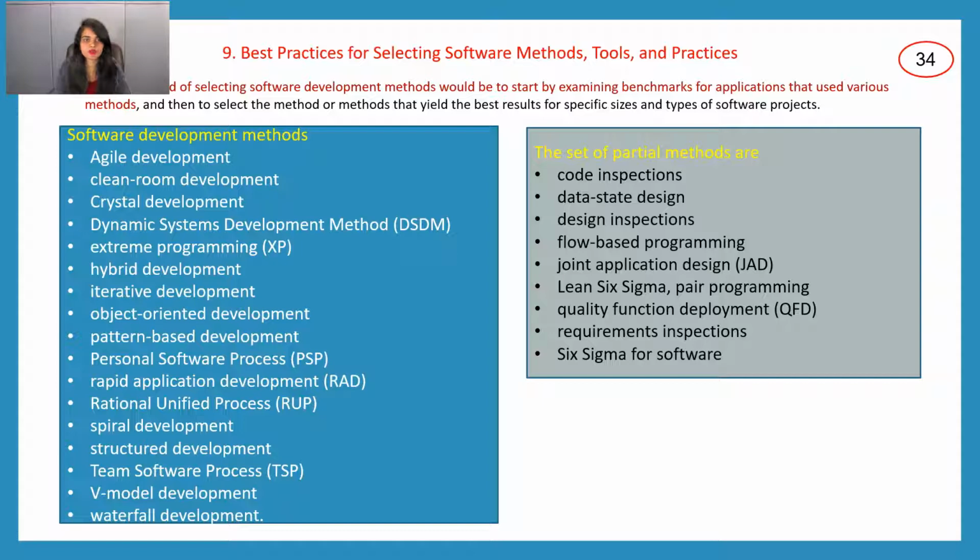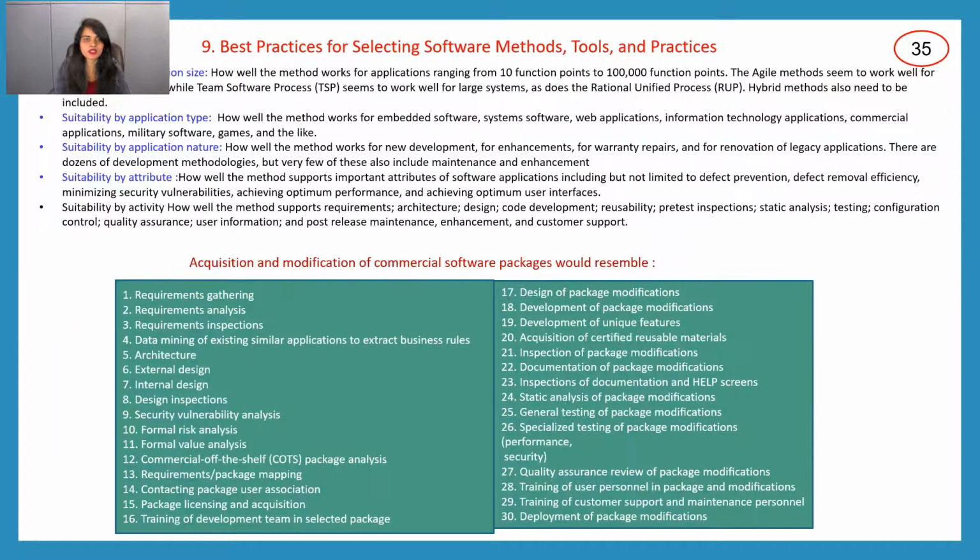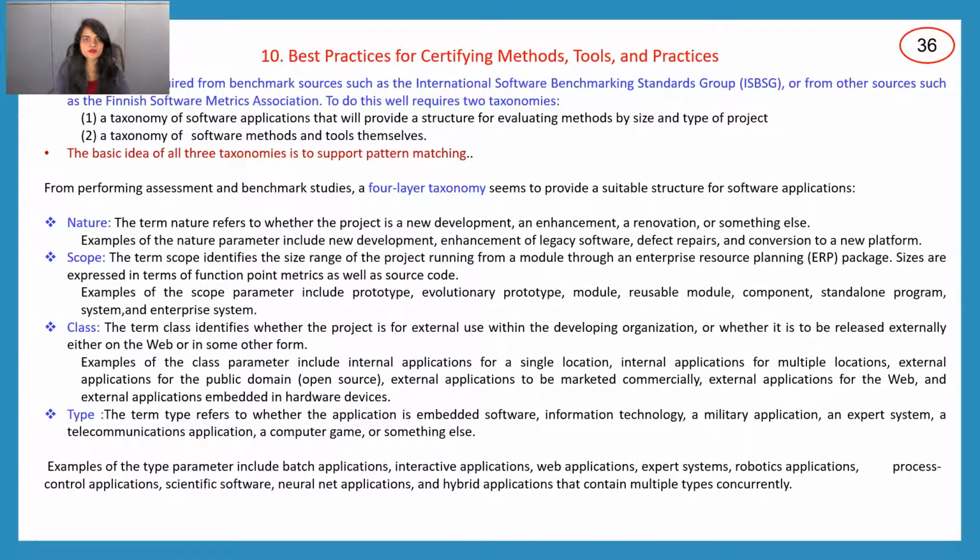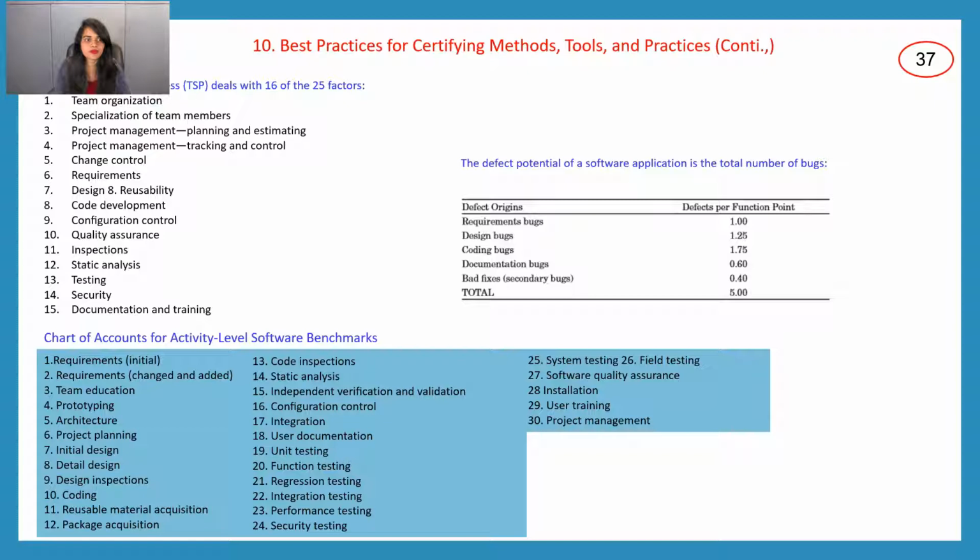These are the different development methods and partial development methods. Then certifying methods, tools, and practices. Certification is very important for every software person in order to identify what stage he is at, and certifications give better opportunities in our life. So there is a 4-layer taxonomy: nature, scope, class, and type.